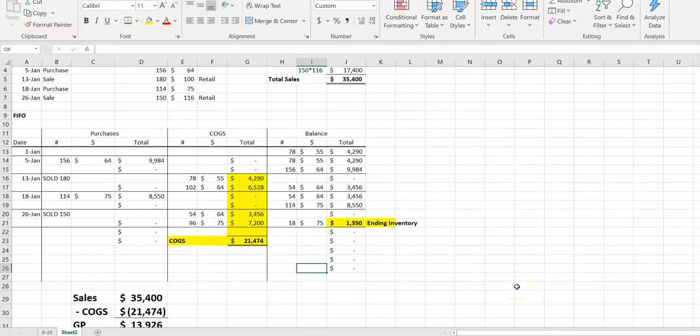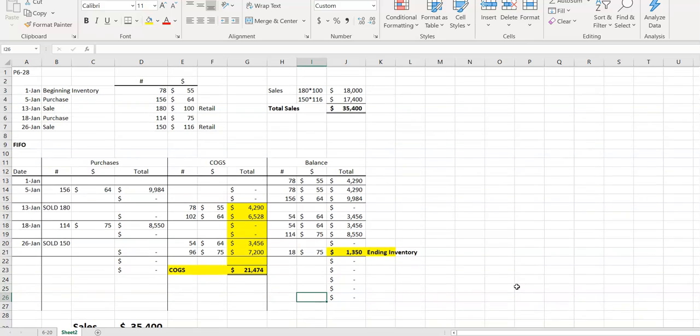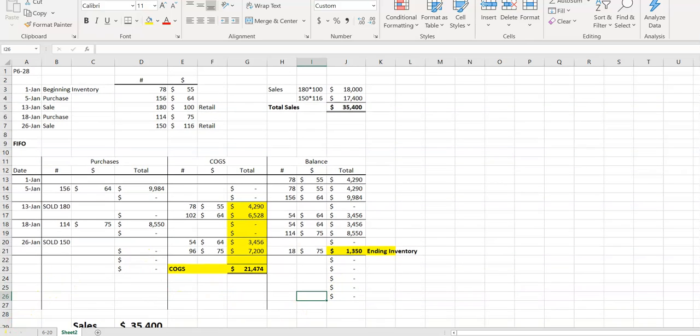Okay, now we have to do the same thing again for LIFO. So let me set up the table. I'm going to pause and set the table, and I'll be back.